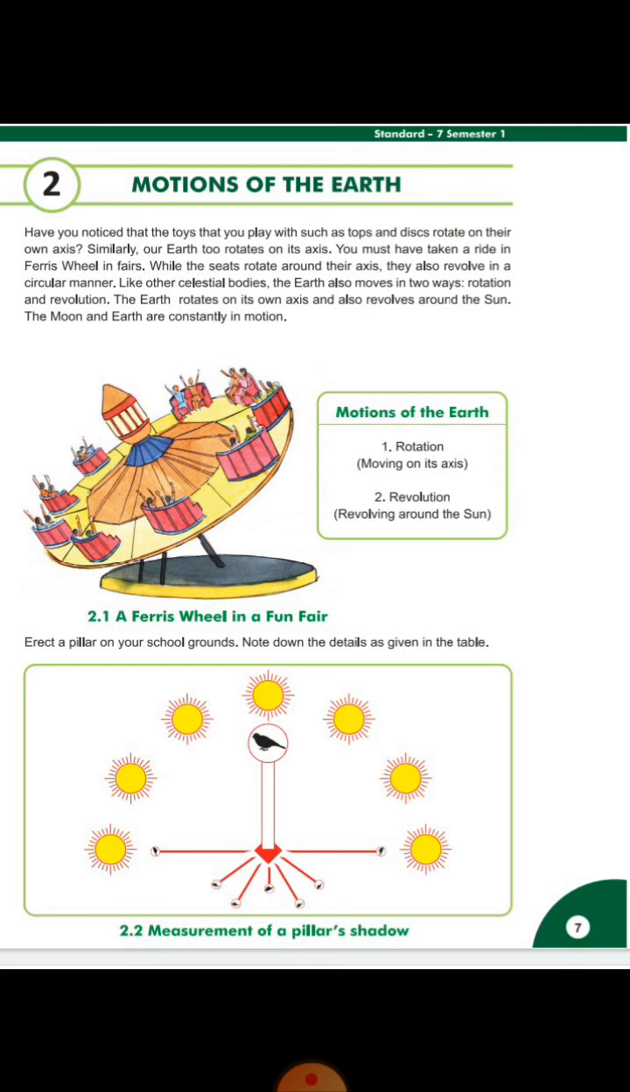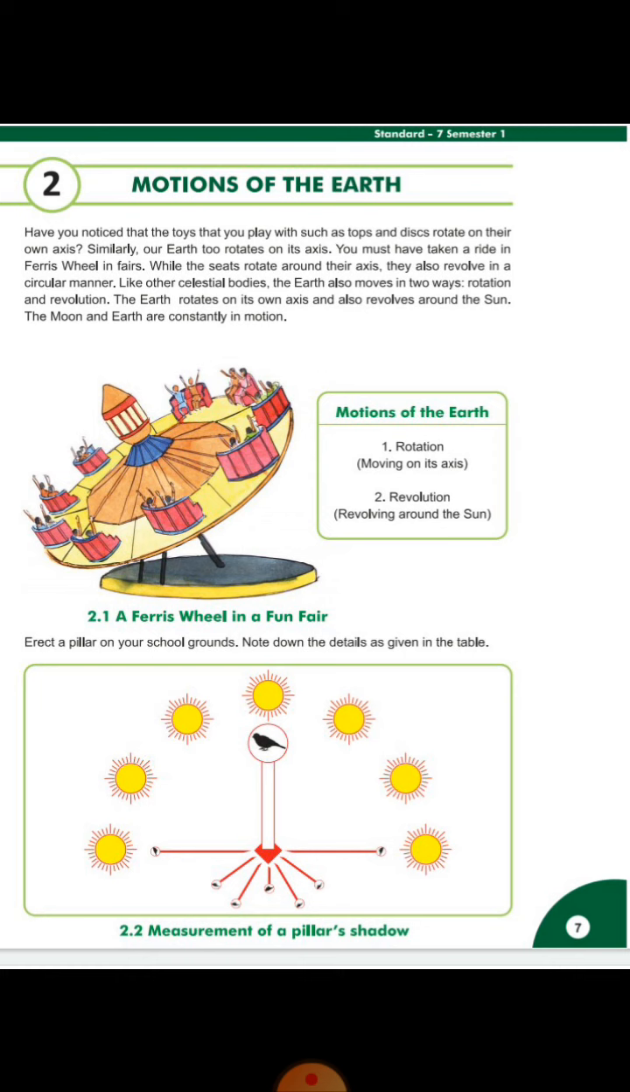Then you can write in a box: rotation and revolution. What is rotation and what is revolution? Rotation means moving on its own axis. Revolution means revolving around the sun. So there are two types of motions for the earth. The first one is rotation. What is rotation? Moving on its own axis.